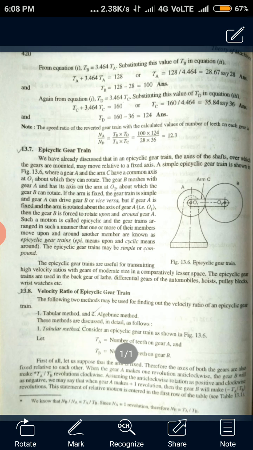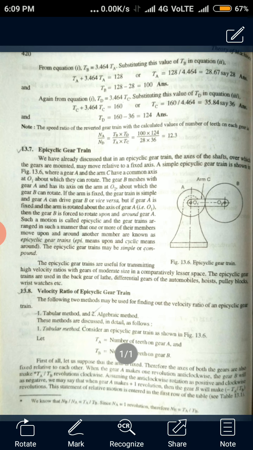So now we'll go for the fourth type of gear train, that is the last one, the epicyclic gear train. So what is the meaning of epicyclic gear train? Till now we have seen the gears are mounted on the shaft. The axis of the shaft is fixed, and on the shaft the gears are rotating. But in the case of an epicyclic gear train, what happens? The gears are rotating or revolving over another gear.